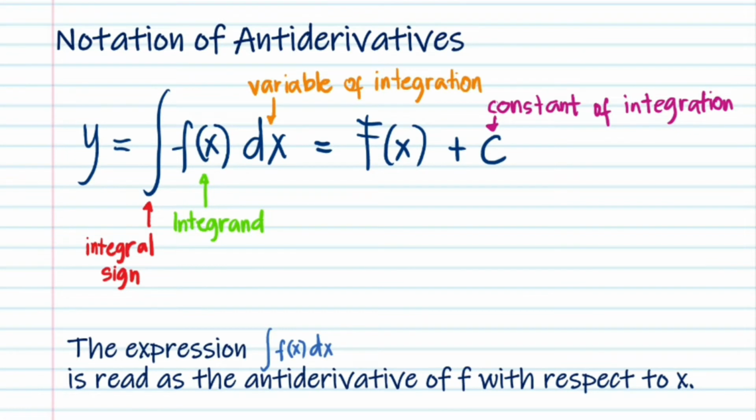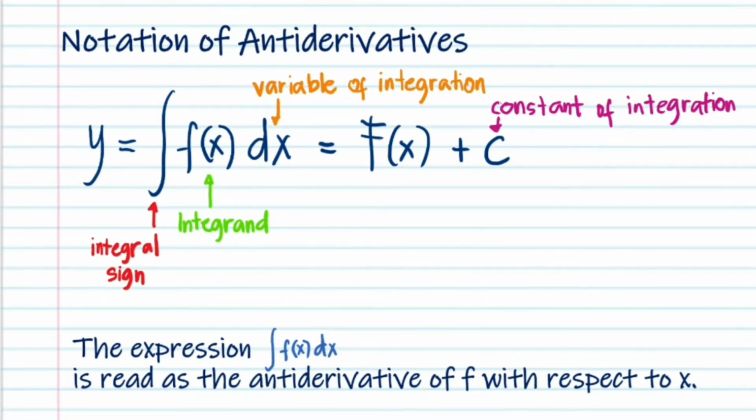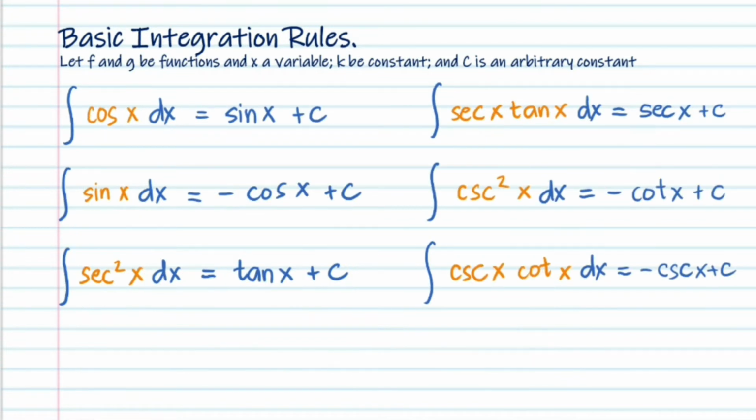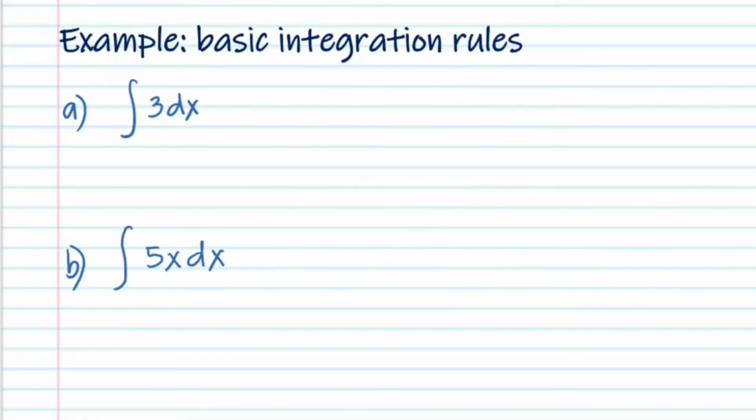Here we have the notation of antiderivatives. We have the integral sign, the integrand, variable of integration, and constant of integration. The expression is read as the antiderivative of the function with respect to x. Here we have the basic integration rules. Example for basic integration rules.